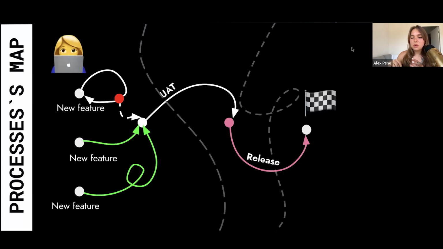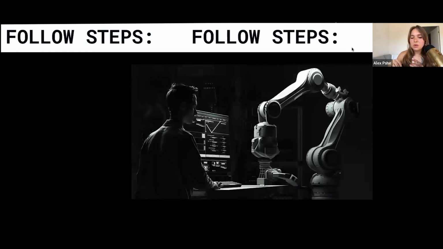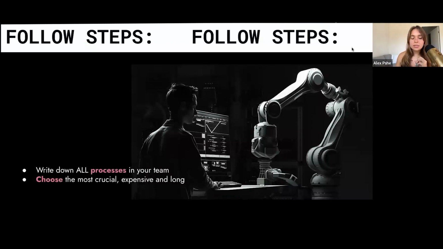So yeah, of course, there are a lot of different processes and types of steps we should follow here. So we actually have to follow the steps below. As I said, write down all processes in your team, a really good exercise. After that, choose the most crucial, expensive and long processes. Unfortunately, we normally don't have enough resources to cover all these processes, so we have to prioritize somehow.